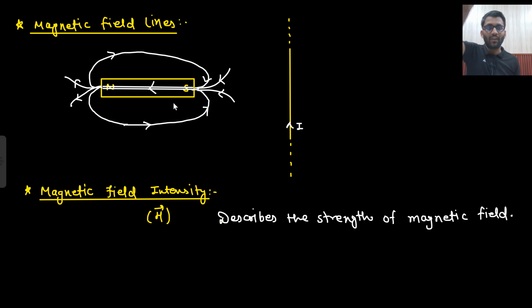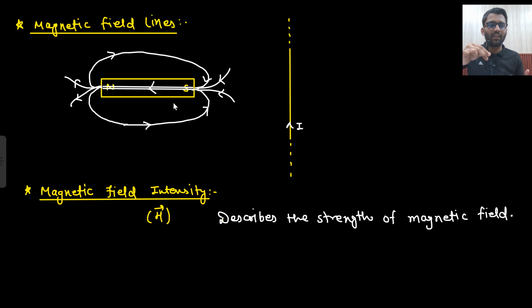A current carrying conducting wire can also generate a magnetic field. How will it generate a magnetic field? So this is my wire, and this is the current it is carrying. It is carrying current from down to up.